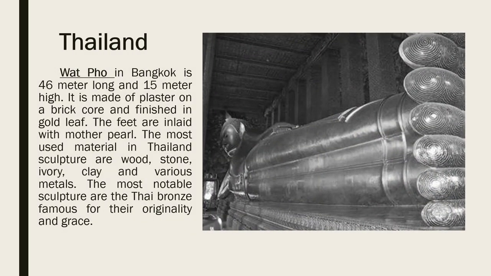While in Thailand, the Wat Pho in Bangkok is 46 meters long and 15 meters high. It is made of plaster on a brick core and finished in gold leaf. The feet are inlaid with mother of pearl. The most used materials in Thai sculpture are wood, stone, ivory, clay, and various metals. The most notable sculptures are the Thai bronzes, famous for their originality and grace.